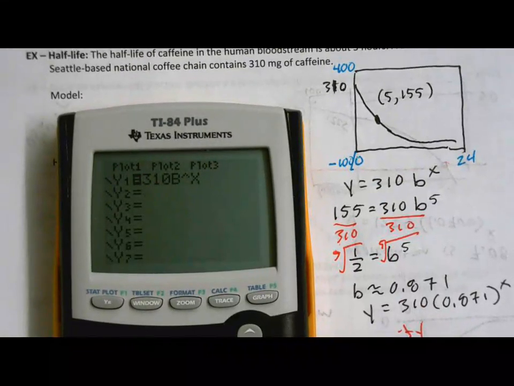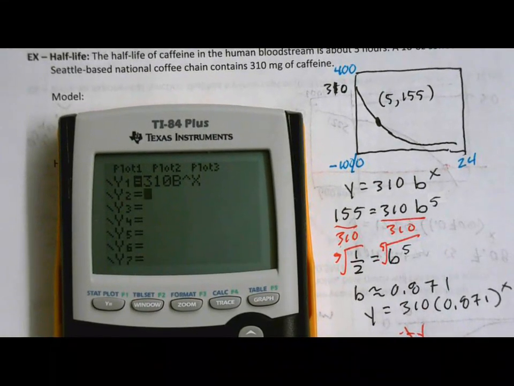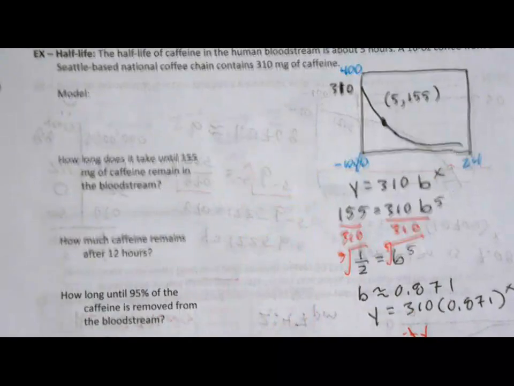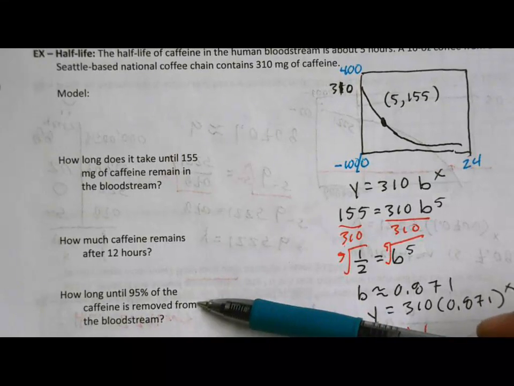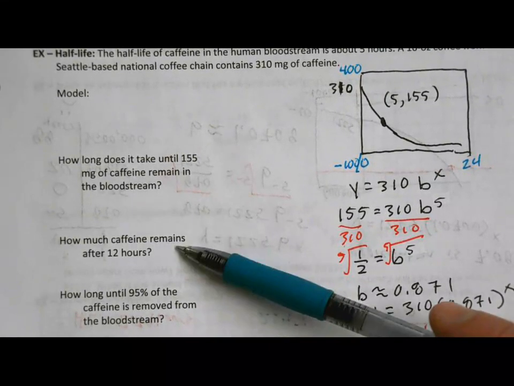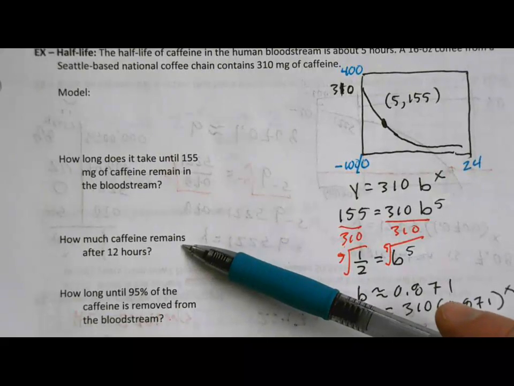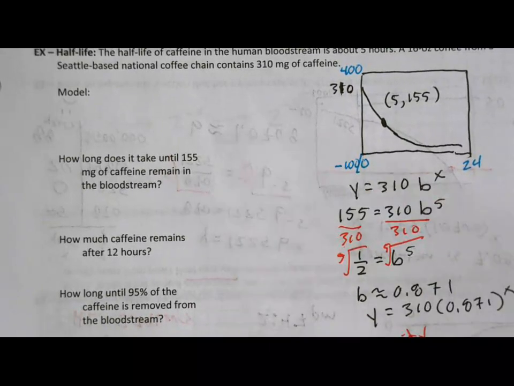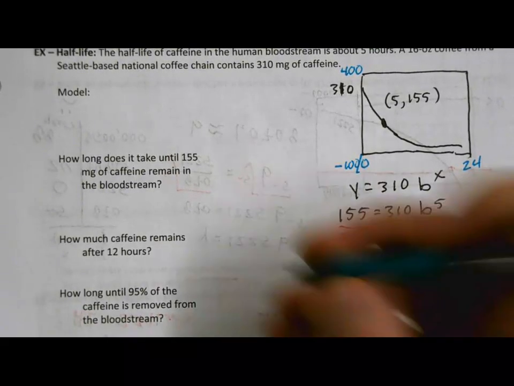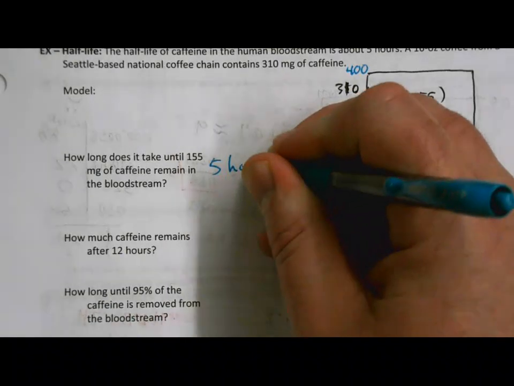Should we go ahead and graph a horizontal line while we're here? A lot of times they ask us about something. 12 hours, that would be an x value. Oh, here we go, 155, right? Actually, we don't need this to do 155. We already figured out how long it took to get to 155, right? Because that's half of the original. That one's done.